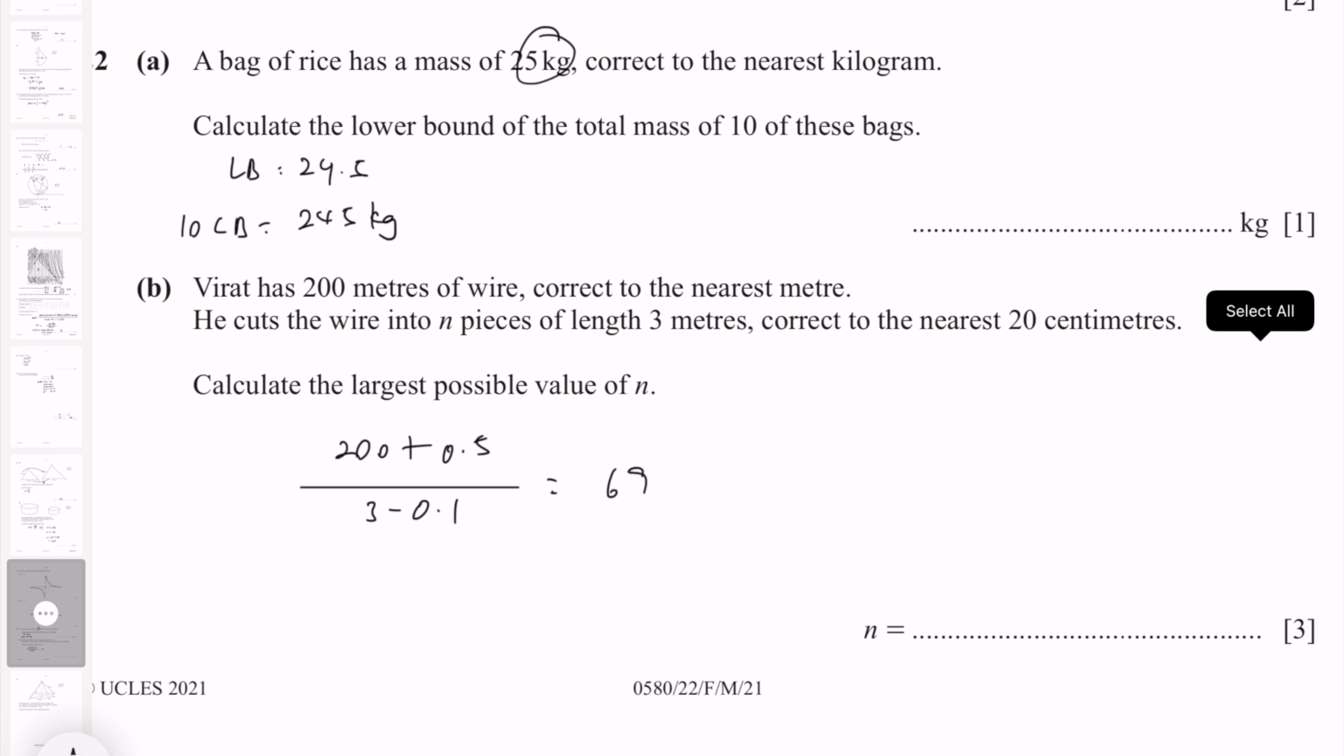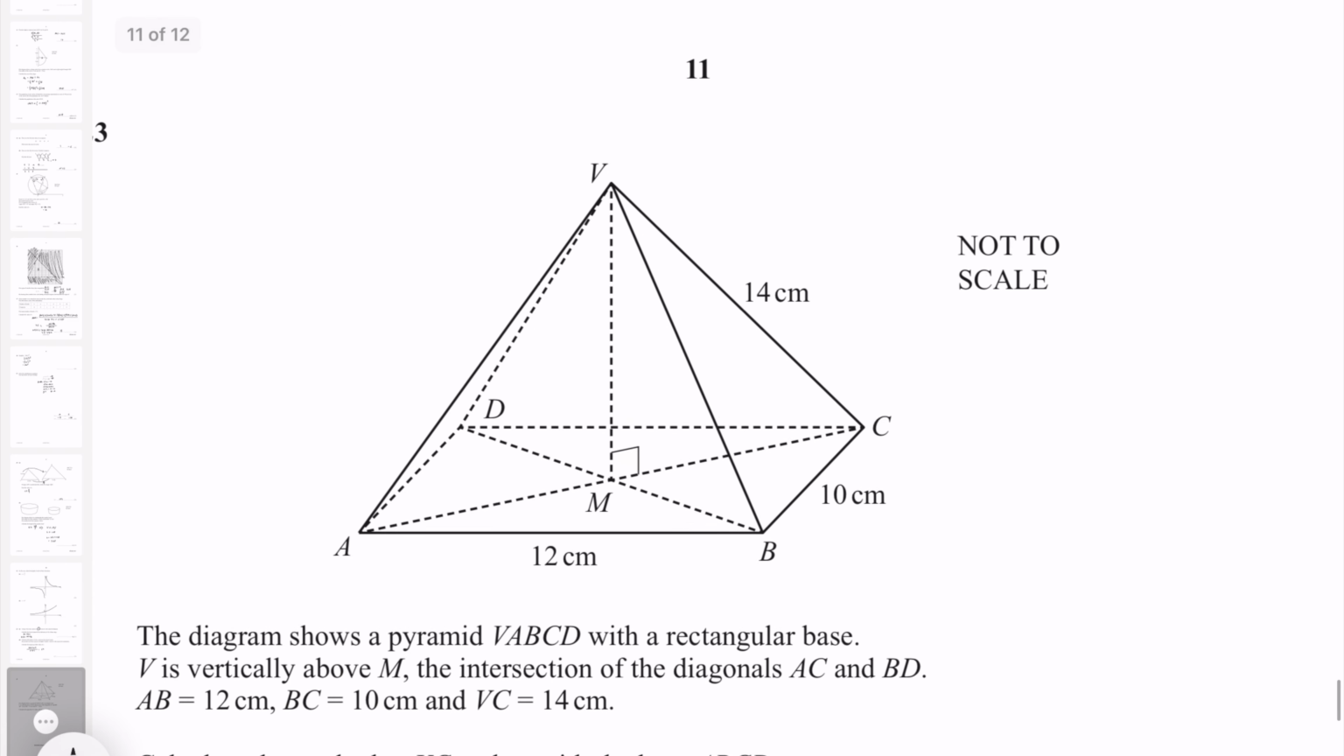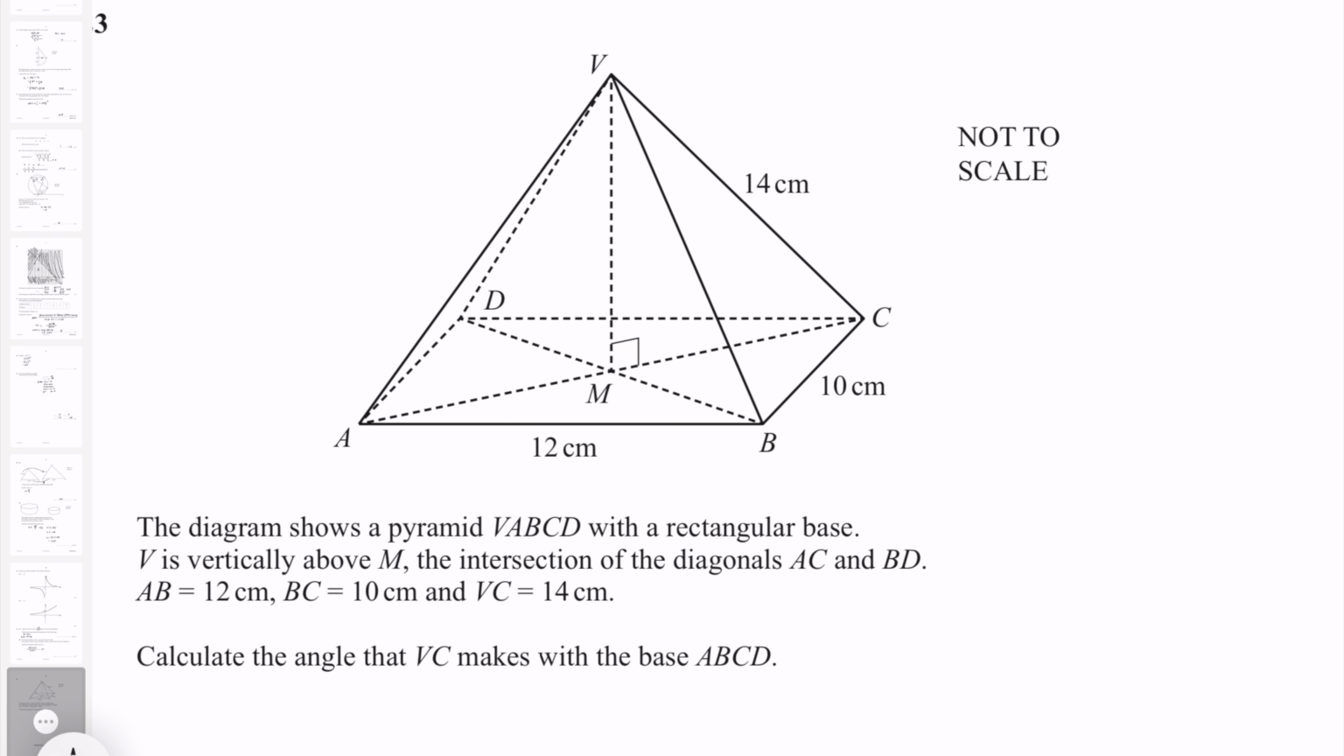Because I'm dividing by that, but both of them have to correct to those figures. Alright, so now the diagram shows a pyramid with a rectangular base. I see the rectangle. V is vertically above M, so that's going to give me the height of the pyramid. Intersection, okay, and I get lengths written in for me. Calculate the angle that VC makes with the base. VC is this line, with the base is this, so I'm trying to get this angle right here.